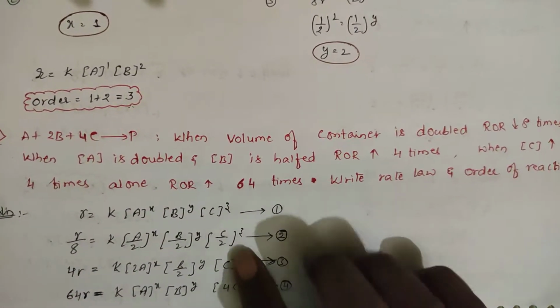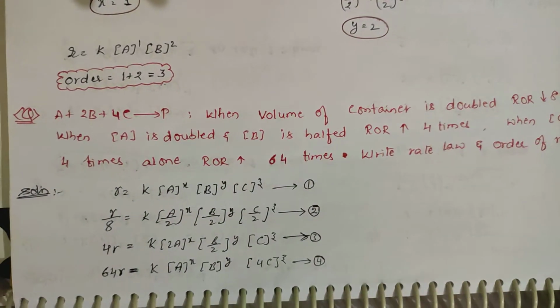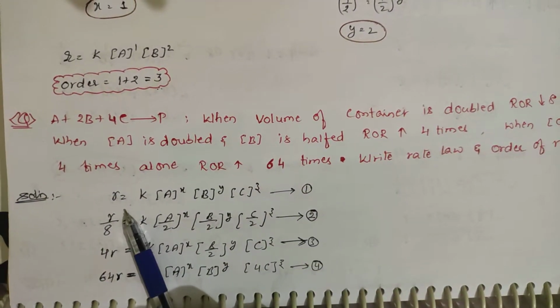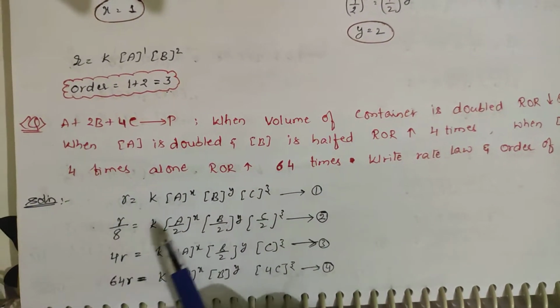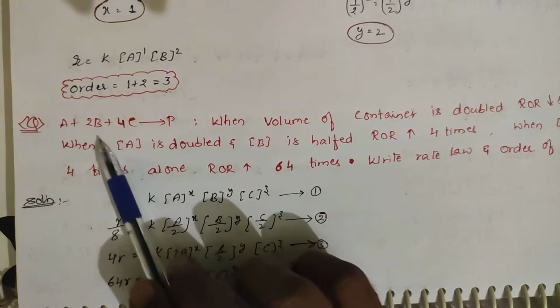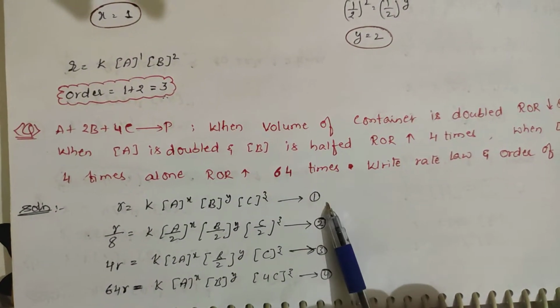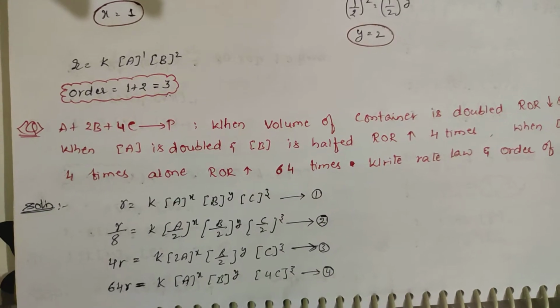So generally, if you write this with respect to rate, R will be equal to K into [A] power x, for B it is [B] power y, [C] power z. This is the first equation. And the second equation, what is he mentioning?